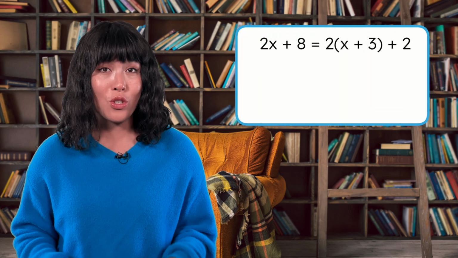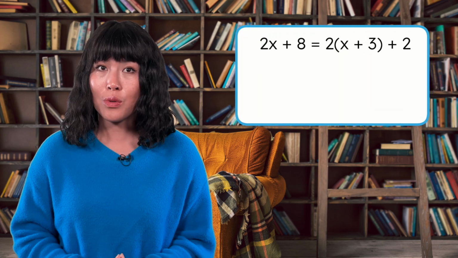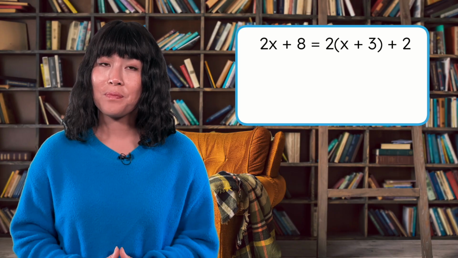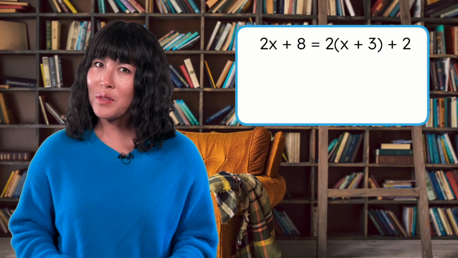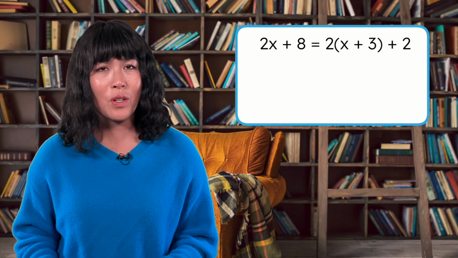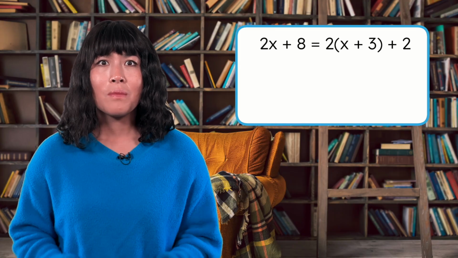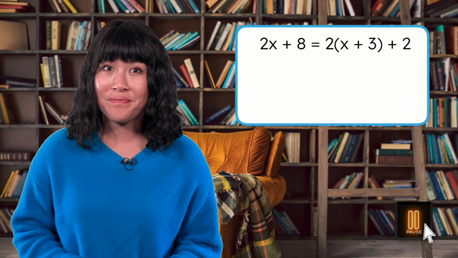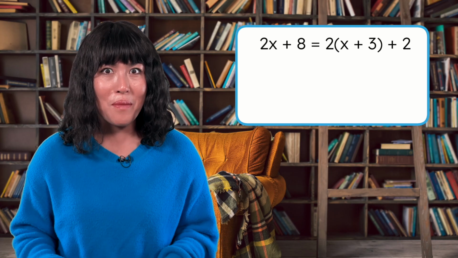Equation 2 is 2x plus 8 equals 2 times the quantity x plus 3 plus 2. This also seems just like other equations we're used to. Pause the video and give this a try. Did the same thing happen to you again?